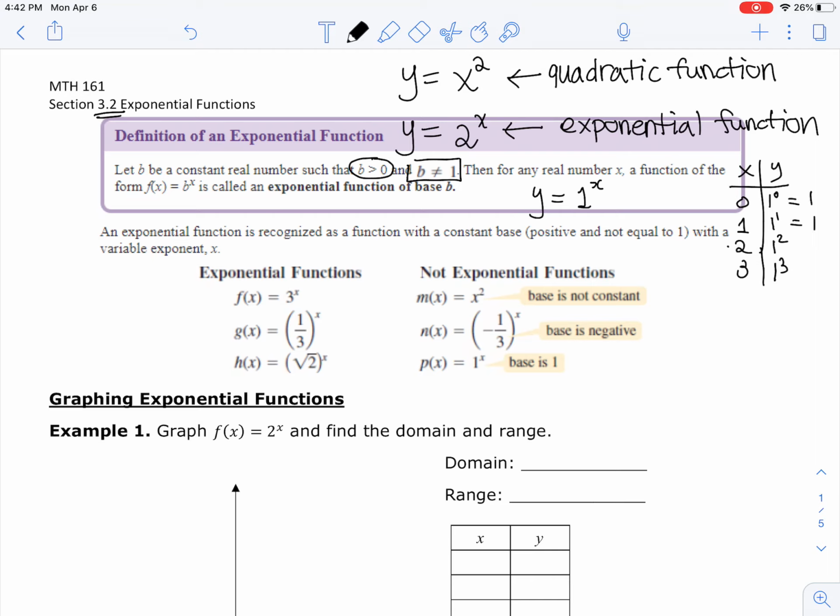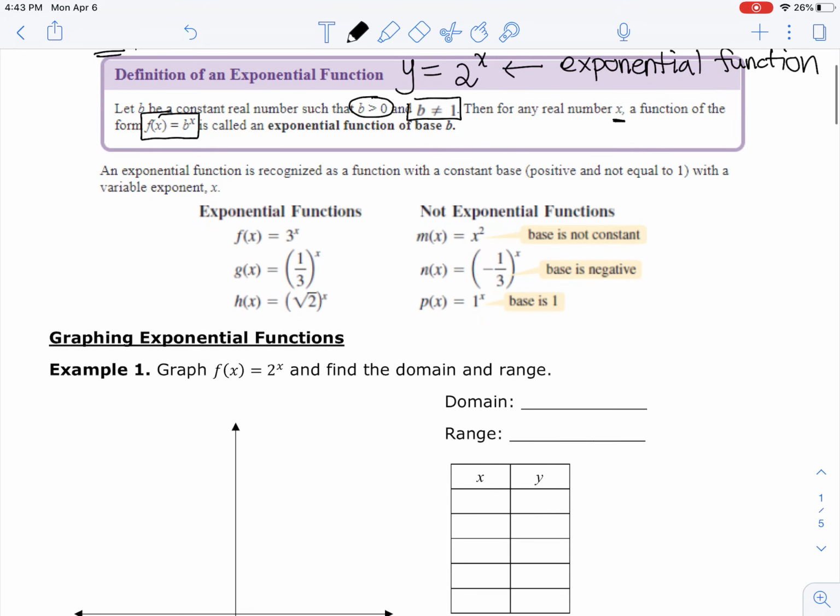That's going to be 1 to the 0 power, 1 to the first power, 1 squared, and 1 cubed, right? And so on. And these will all just come out to be 1. So the base cannot be 1, guys, okay? So 1 is not allowed to be a base of an exponential function. It has to be a number greater than 0. No negative numbers. Then for any real number x, a function of the form f of x equals b raised to the x power is called an exponential function of base b.